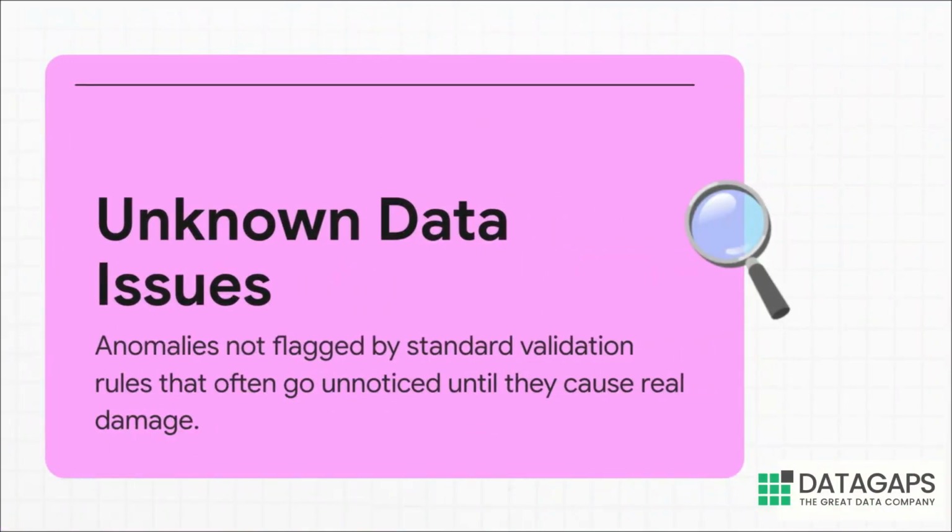So what exactly are we talking about when we say unknown data issues? These are not your everyday quality problems. We're talking about things like schema drift, where a column name suddenly changes, or silent truncation, where your data just gets cut off with no warning. Your standard validation rules are going to fly right past these. But their impact is enormous.